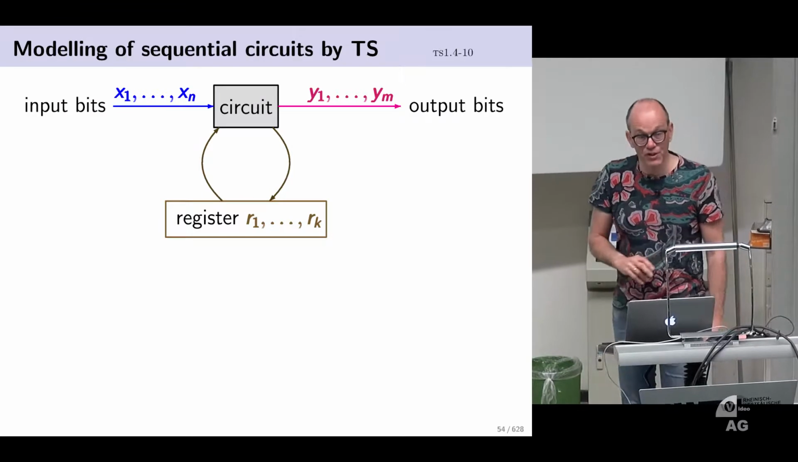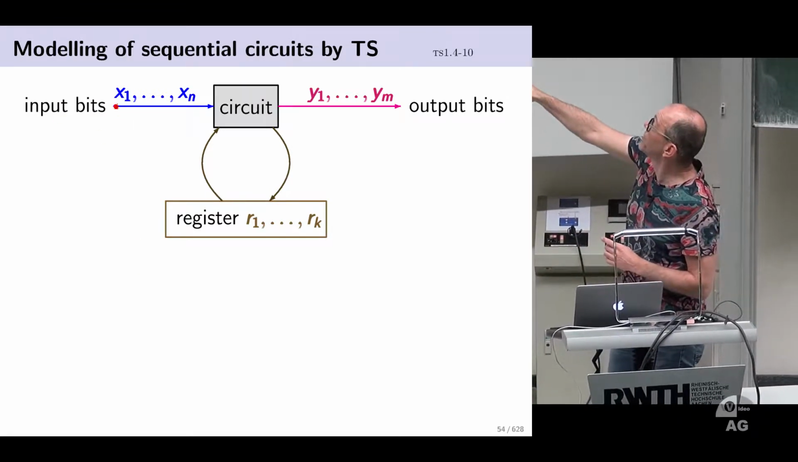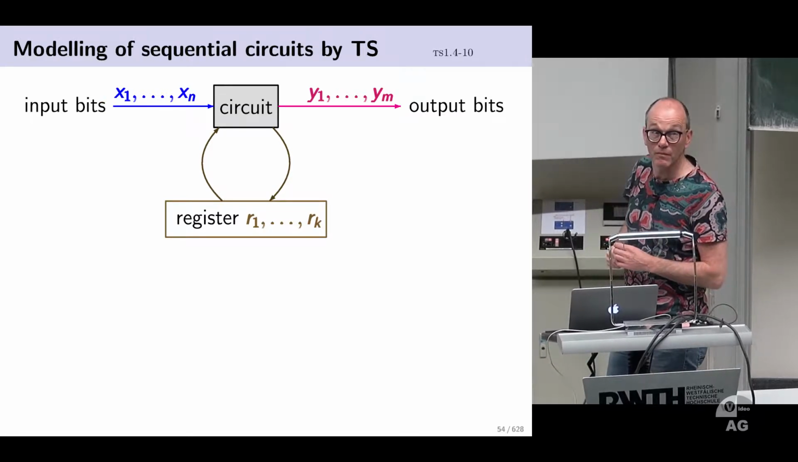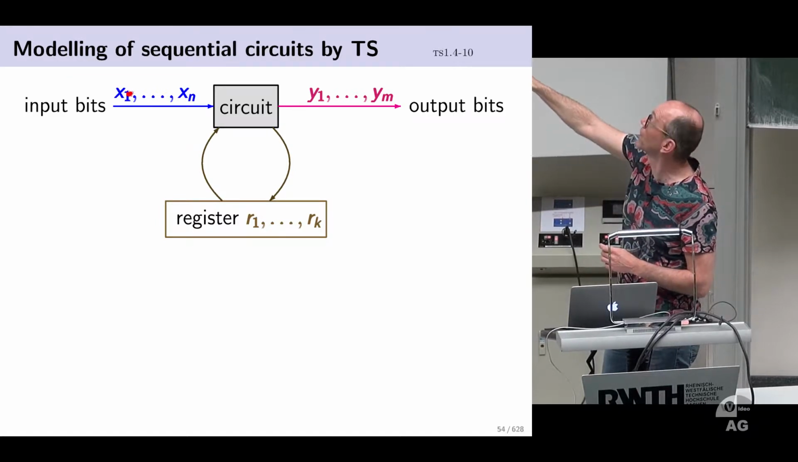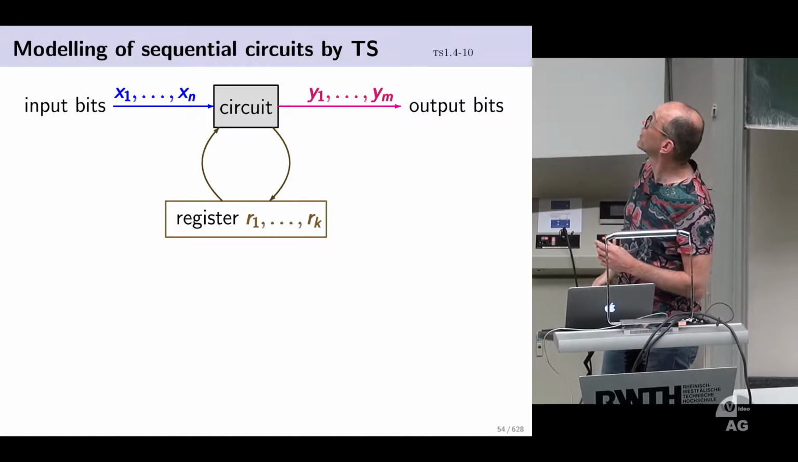Okay, so the first example is a circuit, and I'll make it very simple. The circuit has a couple of input bits, so these are the inputs to the circuit. In my case, there are n Boolean inputs. So x1 is either 0, 1, x2 is either 0, 1, and so forth. Then we have a circuit.